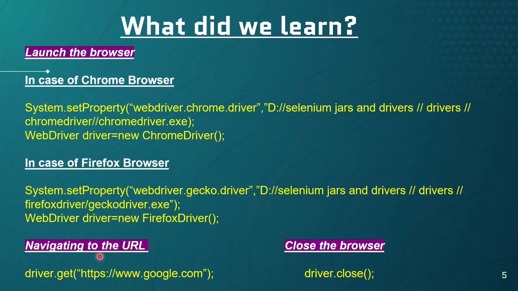Next, we learned how to navigate to a particular URL. Simply, we will use the driver.get command. The get command is used to navigate to a particular URL. You have to enter the full URL, the entire URL, including the HTTPS. Okay. Then we learned how to close the browser. That is, we are using the close command, that is the driver.close command.